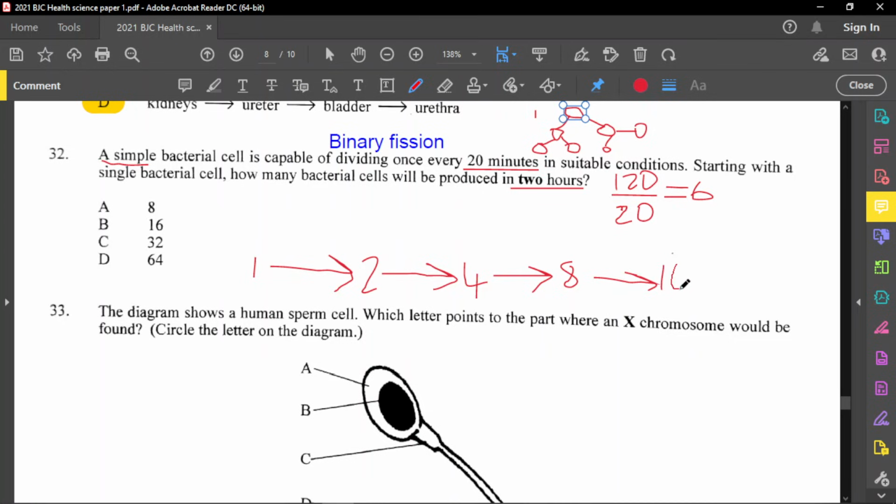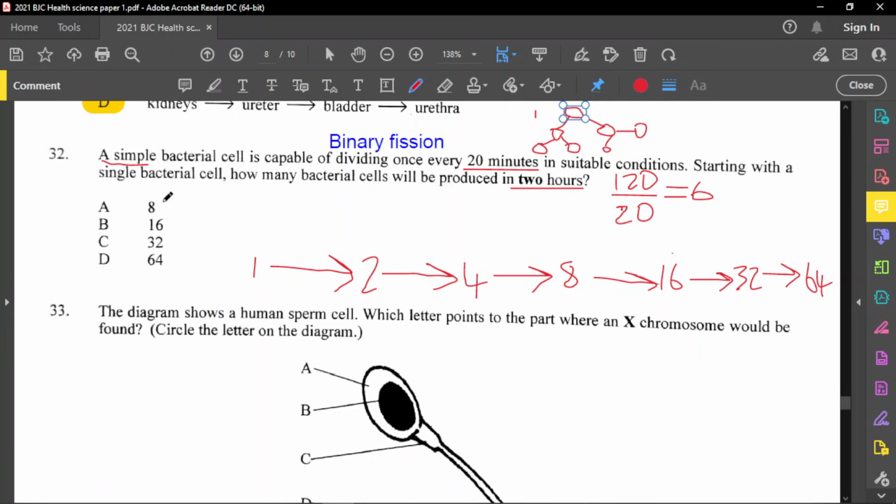Then this is our 5th division right here. So 16 multiplied by 2, we get 32. And then we go to our last division, because how many divisions do we have? 6. So 32 multiplied by 2, we get 64. So 64 will be our final number of bacterial cells.